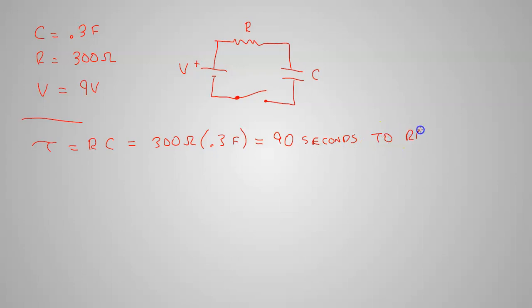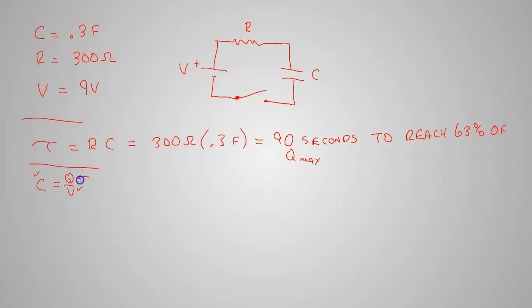to reach 63% of Qmax. Well, how much is Qmax? Well, that's the second thing I got to find out. And to do that, what I want to do is to remember that C equals Q over V. This is how much capacitance I have. I know that. That's 0.3 farads. I know what battery I put on there, 9 volts.